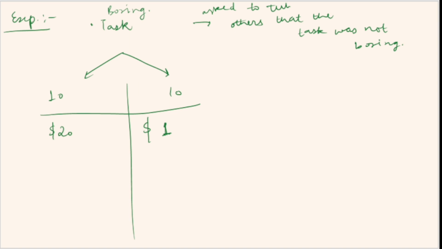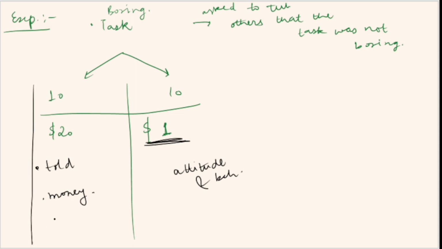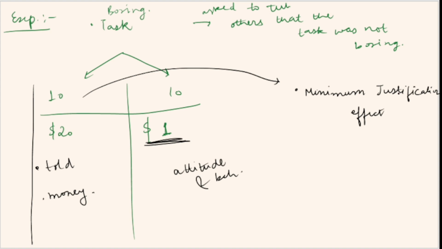Okay, actually the opposite of it happened. The people who actually got $20 went ahead and told other people that the task was extremely boring and I just did it for the money. These people were not experiencing a lot of conflict between their attitude and behavior. Here, these people from the first group were actually able to justify their behavior. So what was happening here was the minimum justification effect. They said, oh, I just did it for money, the task was extremely boring but I was getting paid well, so I did it.